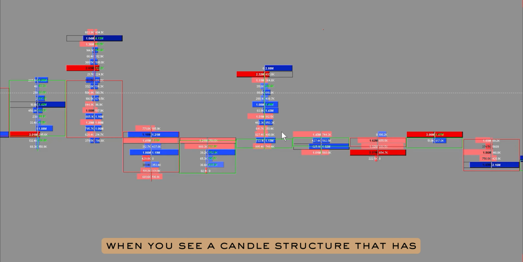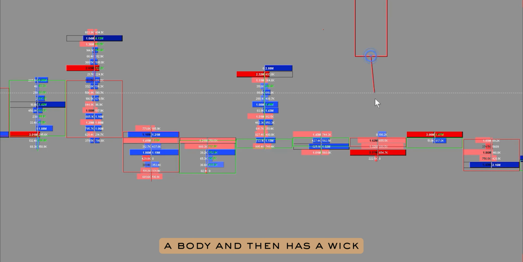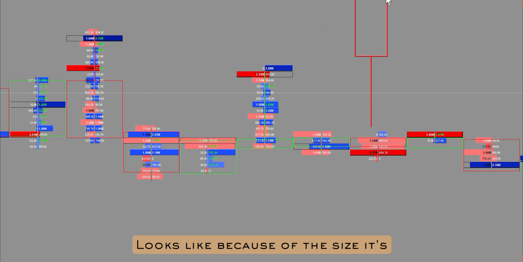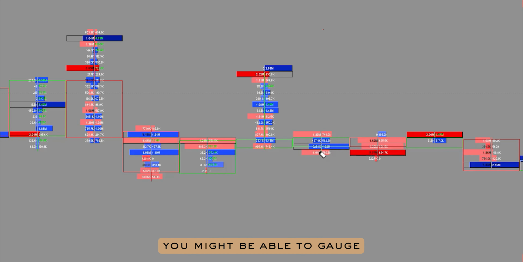Now, if you're like me, when you see a candle structure that has a body and then has a wick, my first thought is that the wick looks weak, right? There looks like, because of the size, sort of like this mental trick, that a lot more activity would have taken place within the actual candle body. Now, that's a mistake. And if you're just going off of price action alone, you might be able to gauge certain strength or weakness, especially when we have different types of candles forming relative to either support or resistance or through support or resistance, but you don't really get an honest representation of what took place below the surface.